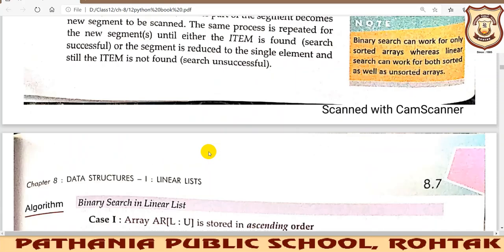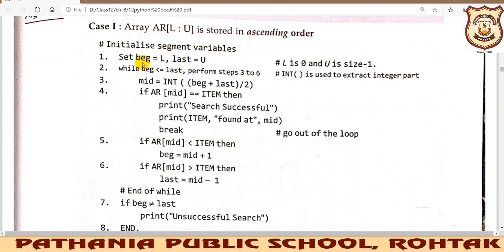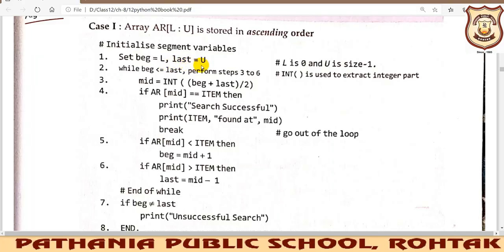So what is the principle of searching in binary search? See, this is the way to write it. The lower bound and the upper bound you are defining. Beginning is the variable containing the lower bound of the array, meaning the starting point of the array, and last is containing the upper bound of the array. In the last lecture we discussed what lower bounds and upper bounds are. If you have not gone through that video, please go through it.